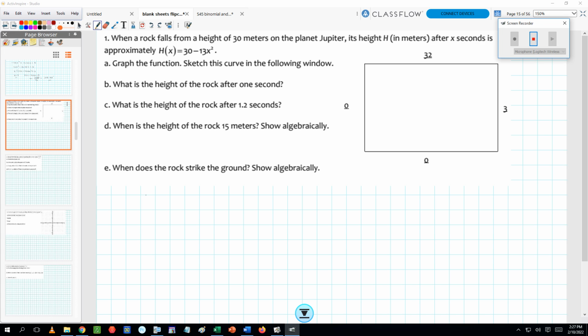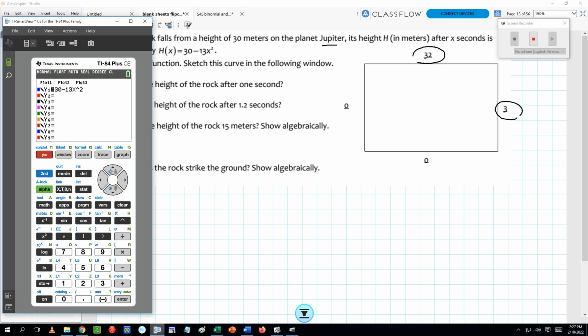Hey, let's do a quiz. When a rock falls from a height of 30 meters on the planet Jupiter, its height, capital H in meters, after x seconds is approximately, and then there you have your formula. First thing I want you to do is graph it, and I've given you a suggestion on what you should do for your window. So go to your Y equals, type it out.